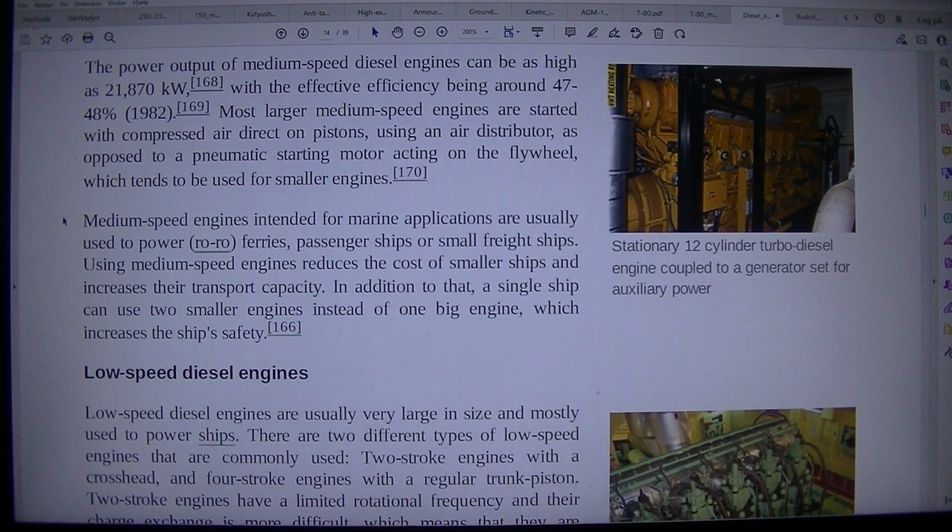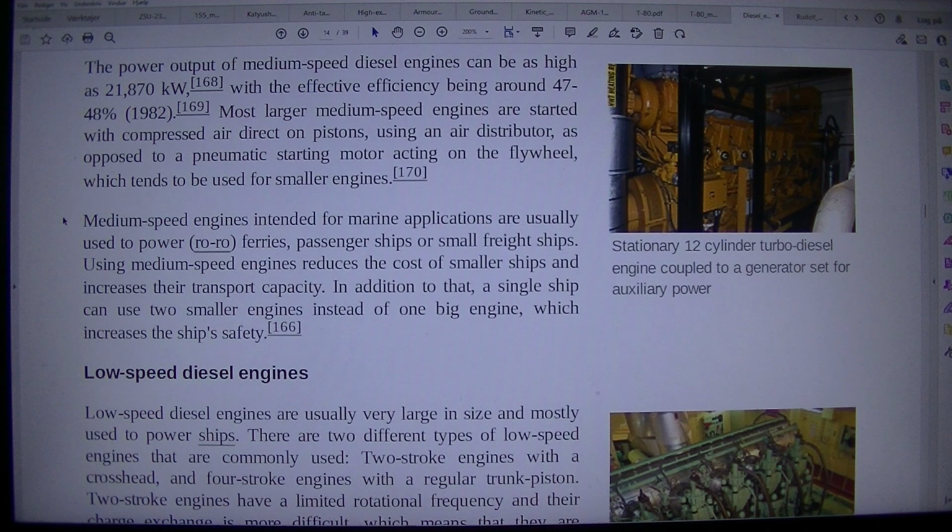Stationary 12-cylinder turbo diesel engine coupled to a generator set for auxiliary power. The power output of medium-speed diesel engines can be as high as 21,870 kW, with the effective efficiency being around 47 to 48%.